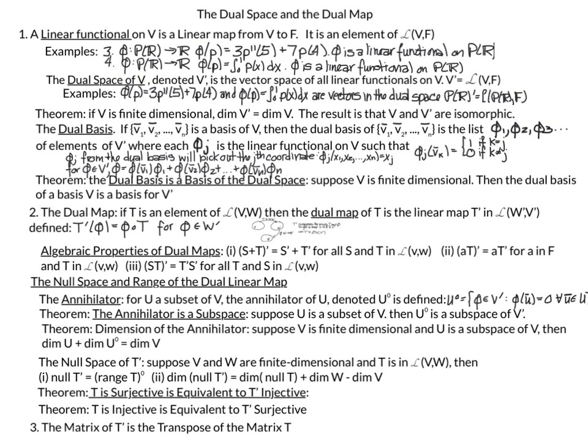Next, we define the dual map. If T is an element of the linear maps from V to W, then the dual map of T is the linear map denoted with T prime in the space of linear maps from W prime to V prime. We define that dual map T prime of phi to be equal to phi composed with T. We covered these algebraic properties, which I'll let you read over.